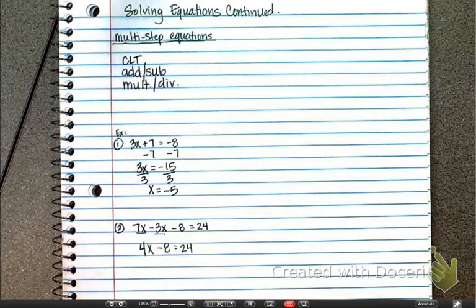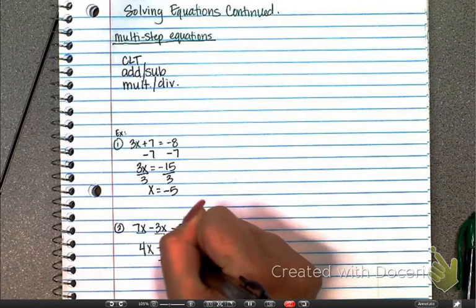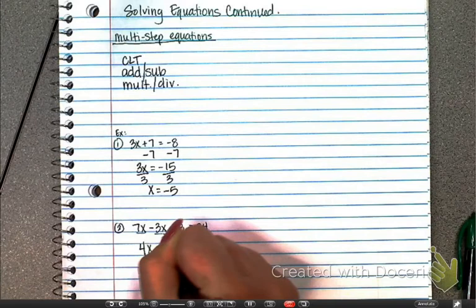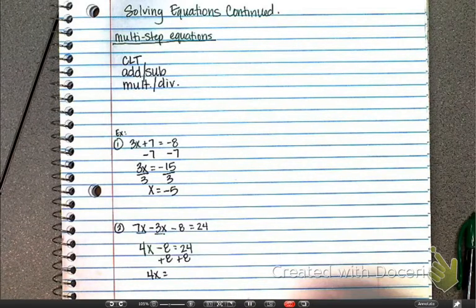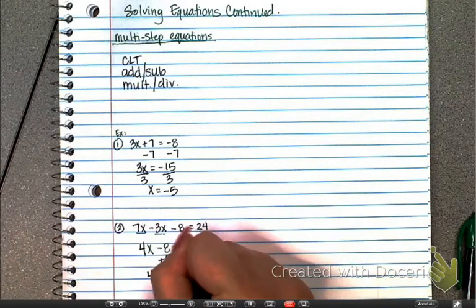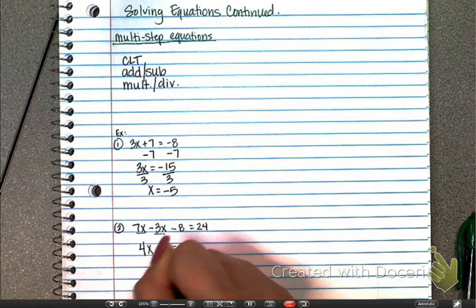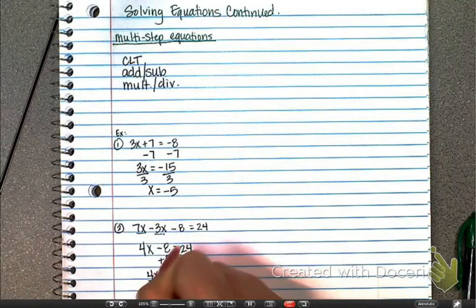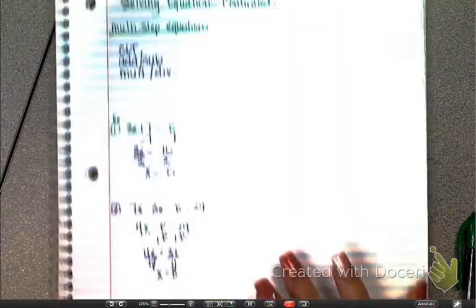Now it's like the problem above, so I would move to addition and subtraction. 32. And then divide by 4. Do you end up with x equals 8?